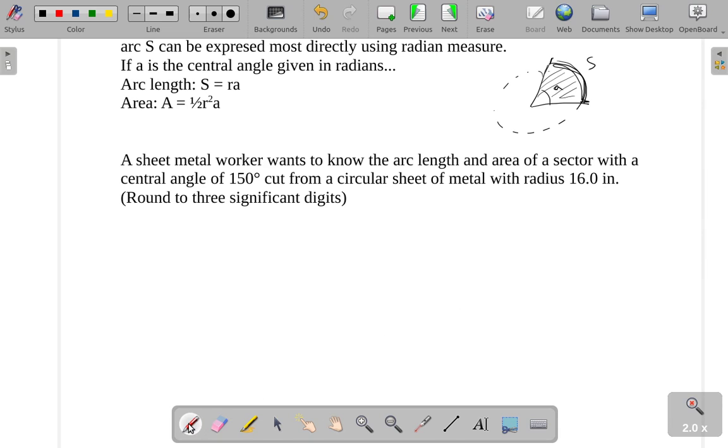All right, so a sheet metal worker wants to know what the arc length and area of a sector with a central angle of 150 degrees is, cut from a circular sheet of metal with a radius of 16 inches. So we have a metal worker with a circular piece of sheet metal, and this is 16.0 inches. That's the radius. We're taking a 150 degree angle cut. So 180 would be there, and we'll say like there. That looks like approximately 150 degrees.